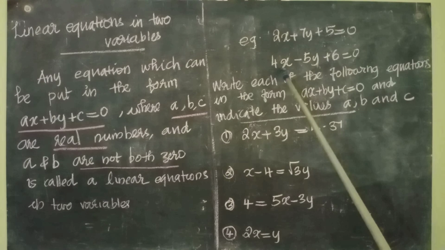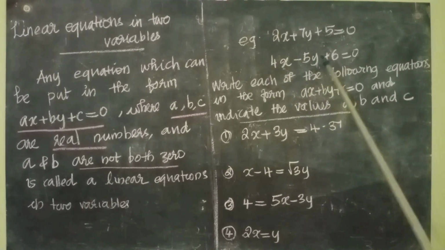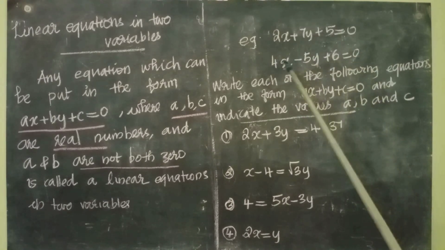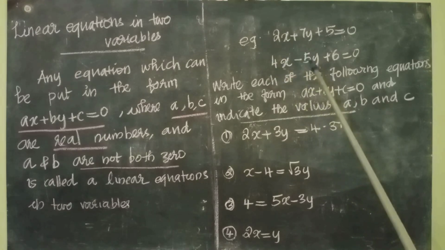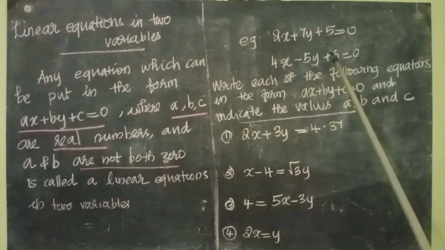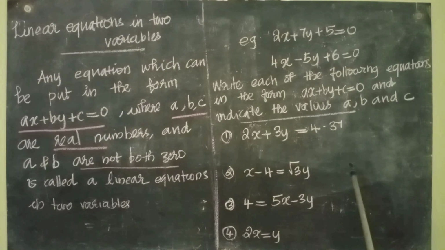Another example: 4x minus 5y plus 6 equal to 0. Here a equal to 4, b equal to minus 5, c equal to 6.